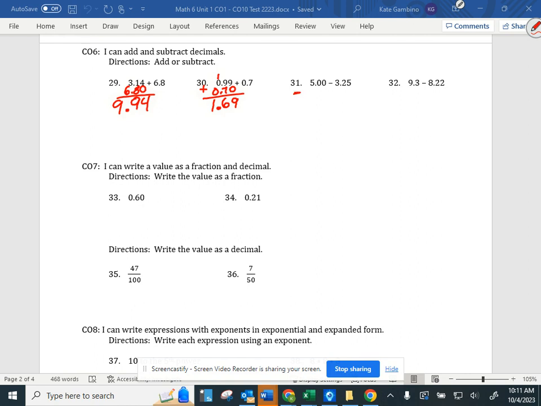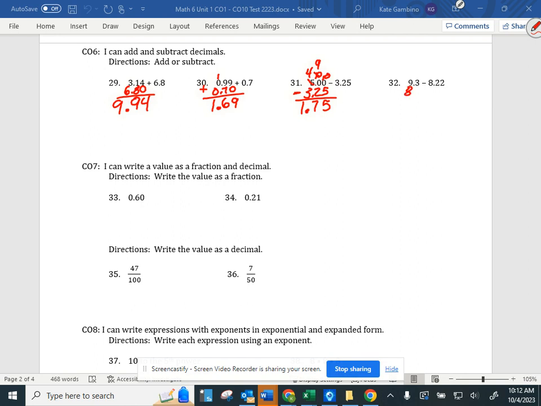Now we're subtracting 3.25. Remember, we have to borrow if we can't take away from that top number. So I borrowed from my 5, and I turned this 0 into a 10. And I have to borrow from that to turn this 0 into a 10. 10 minus 5 is 5. 9 minus 2 is 7. 4 minus 3 is 1. Bring that decimal straight down.